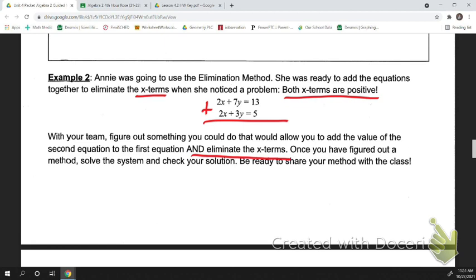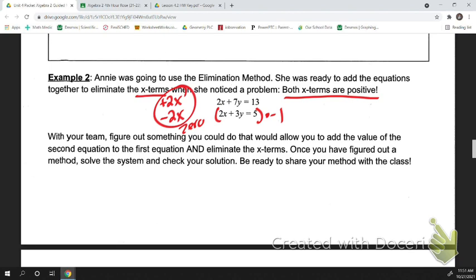Let's turn and talk. Let's talk about what Annie could do to the equation so that we could add them and the x would eliminate. Turn and talk. Go. Multiply one of the equations by like a negative 1, but you can't just do the 2x, you have to do the whole thing. Fantastic. You're right. We're going to multiply one of these equations by negative 1. Why are we doing that? Because I want to make an opposite pair. I've got positive 2x. I want to make it negative because opposite pairs will zero out and eliminate that variable.